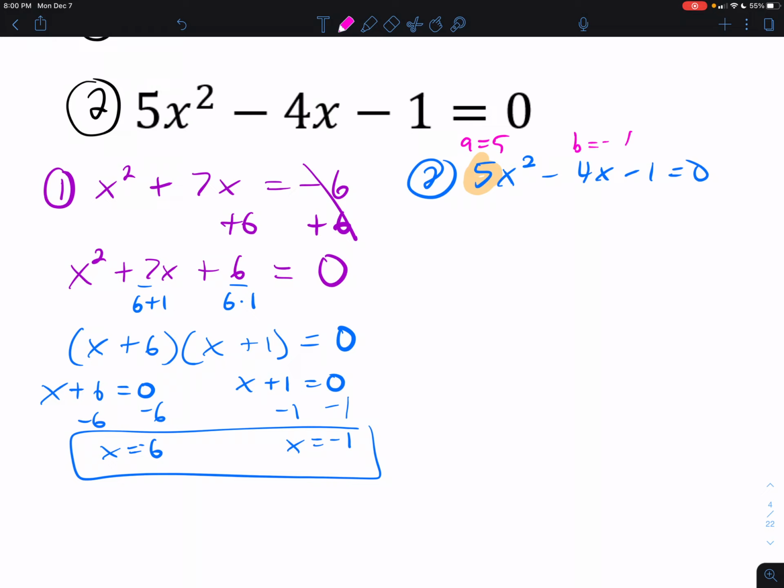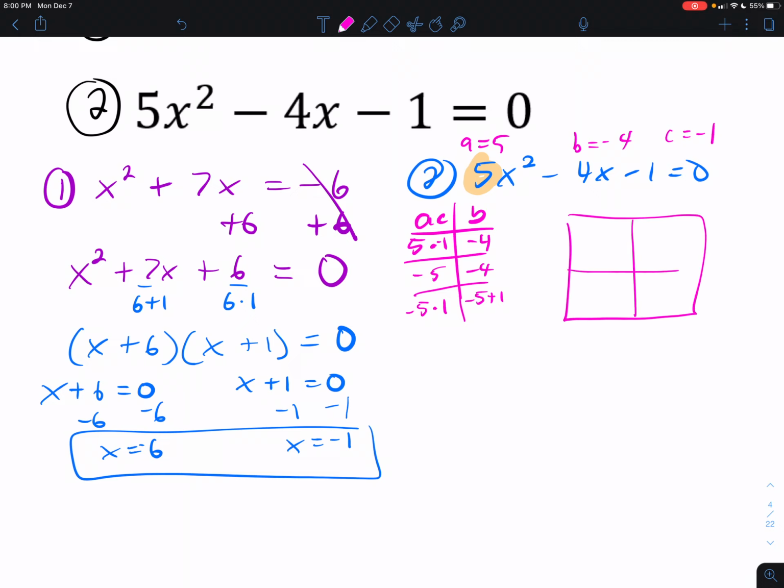B is -4 and C is -1. So we have to do the whole ACB chart thing. I need factors of A times C that add up to B. So 5 times -1 is -5, and B is -4. So I think my factors are going to be -5 times 1. -5 plus 1 is -4.